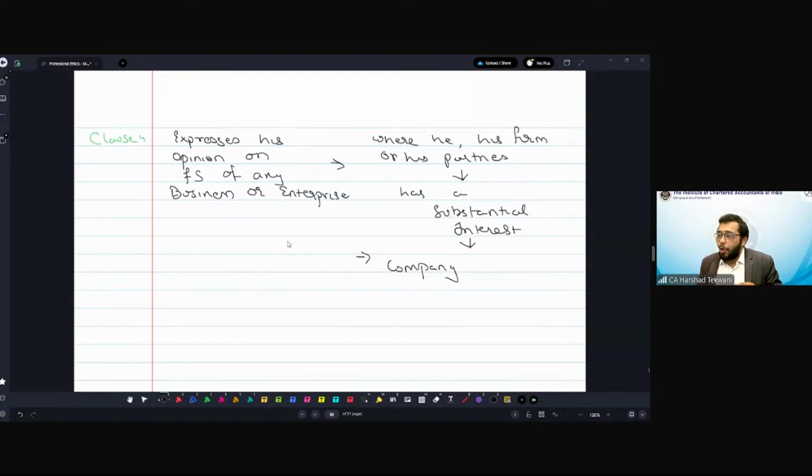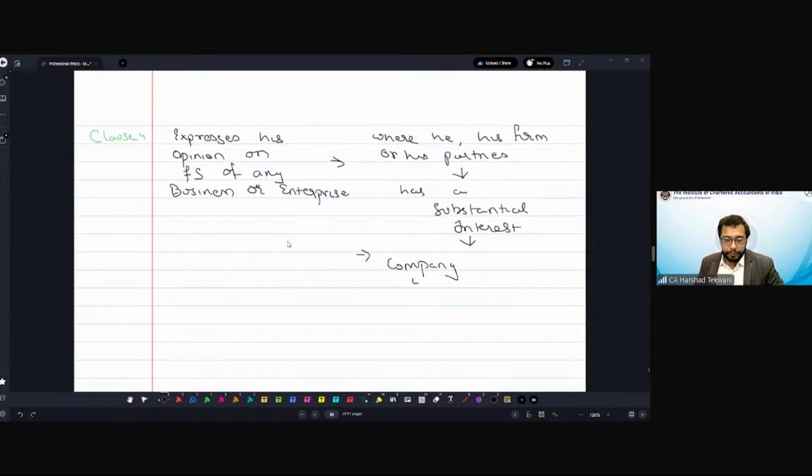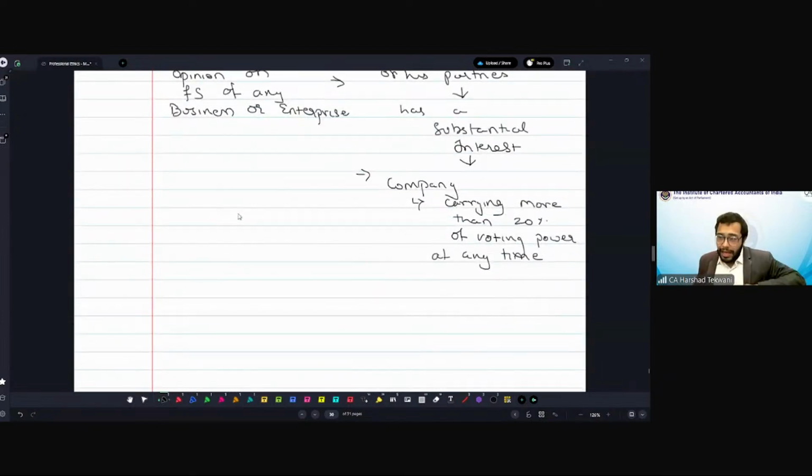when he is carrying more than 20% of voting power at any time during the relevant years. In that case, he will be called having substantial interest. Now the question is, is he only required to hold that particular 20%? Answer is no.